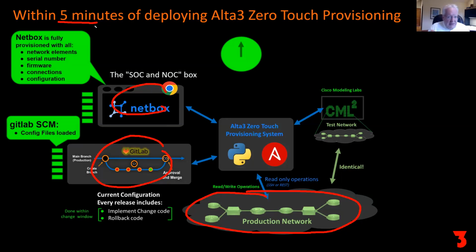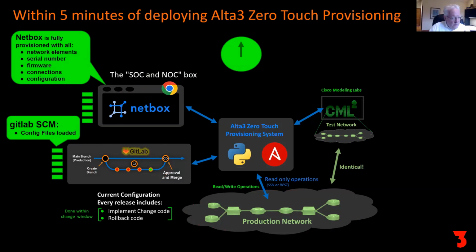This is blazing fast. And what just happened? Well, the NetBox now has all the network elements, the serial numbers, the firmware, all the cable connections, all logged in place, and the configuration stored with zero human error. Now, in the GitLab, if you're new to this scenario, ideally you're thinking, why do I need this? Because I see the configuration files here, and I also see them here, right?